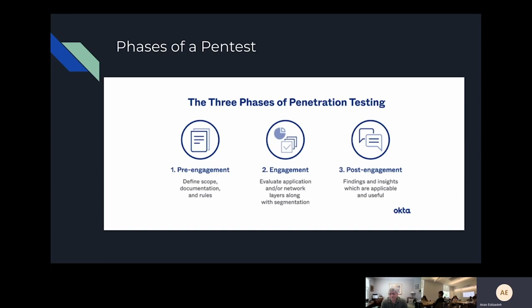The second phase is engagement, where we actually start testing. We look around to see what we can break into, and if we find anything, that goes to post engagement, where we write a report of what we found and what can be fixed and how it can be fixed.